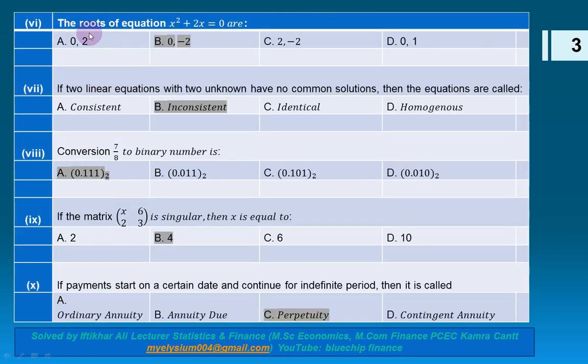MCQ number 6. The roots of equation x square plus 2x equals to 0. Correct option B. If two linear equations with two unknowns have no common solutions, then the equations are called inconsistent equations. Conversion of 7 by 8 to binary number, correct option is A, 0.111. If the matrix x 6 2 3 is singular, then x is equal to 4.